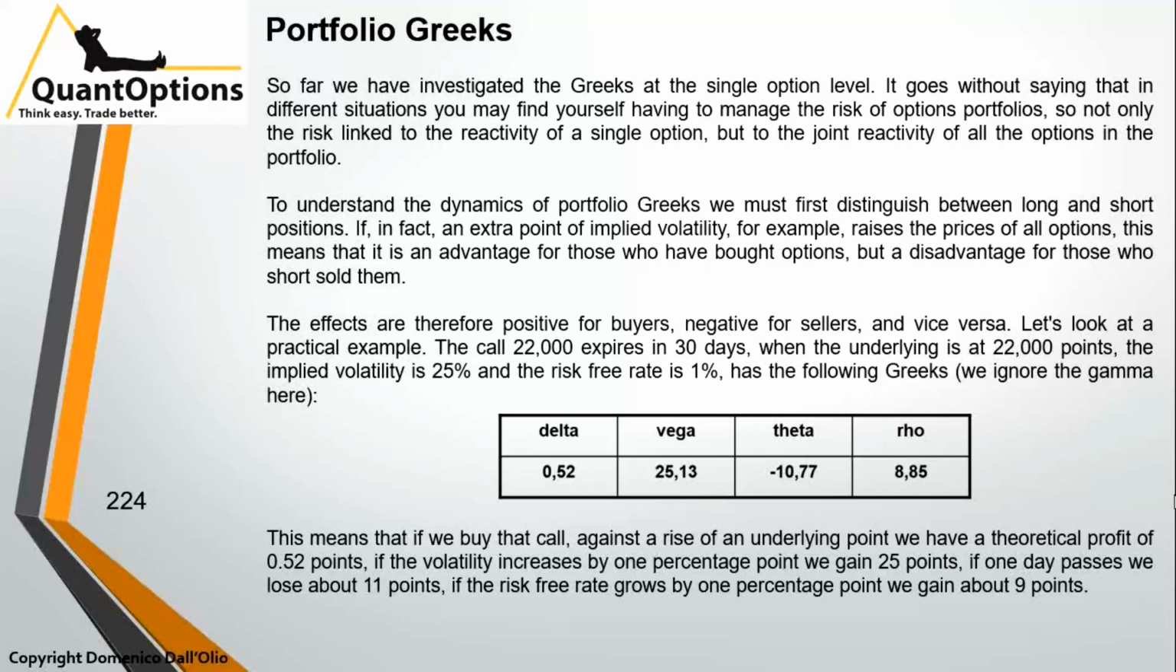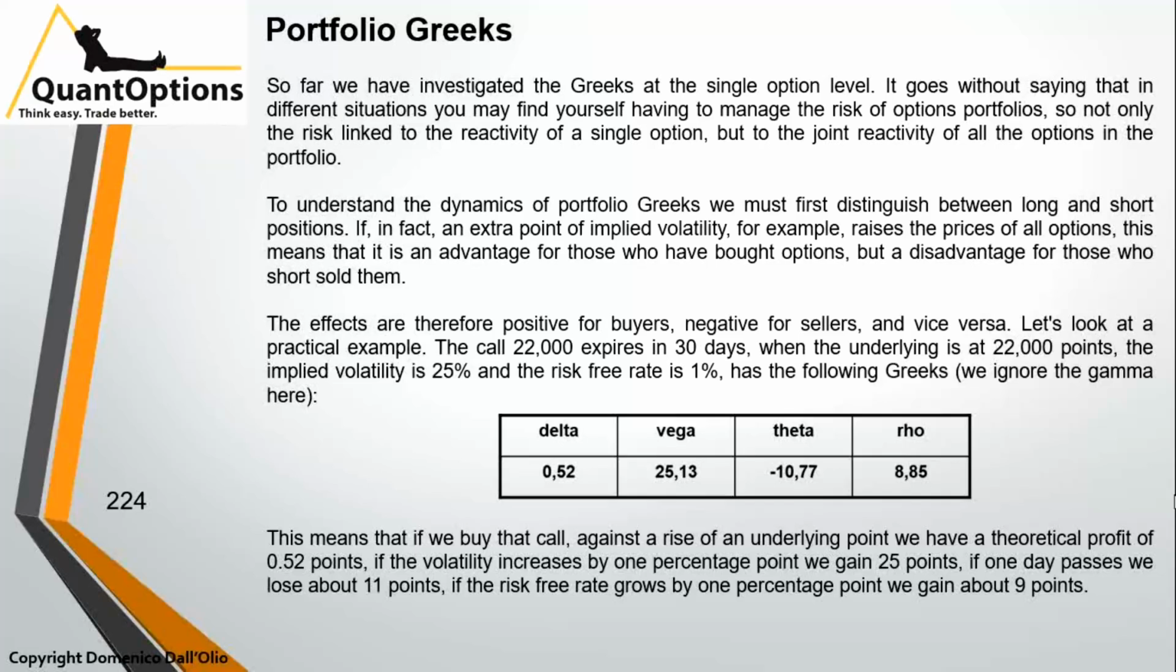Let's look at a practical example. The call 22,000 on the FTSE index expires in 30 days, when the underlying is at 22,000 points. The implied volatility is 25%, the risk-free rate is 1%. Here are the following Greeks, we ignore the gamma here. Delta is 0.52, Vega is 25.13, Theta is minus 10.77, Rho is 8.85.